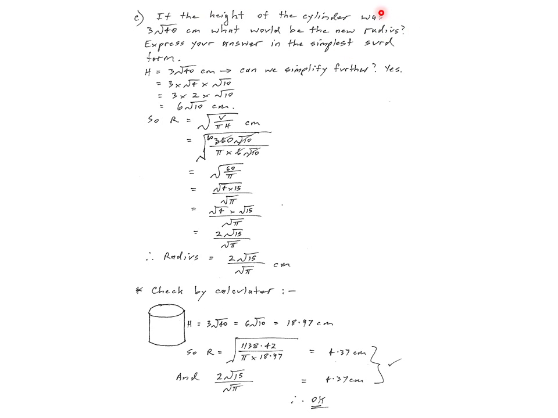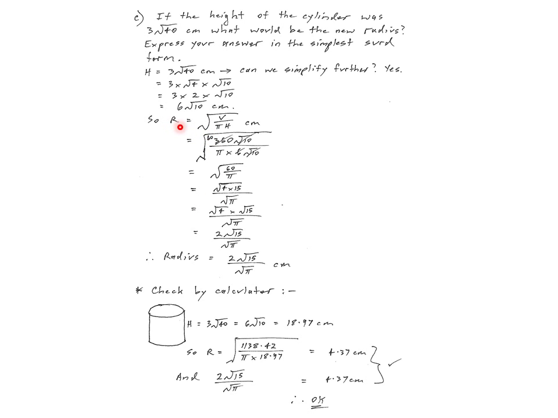Part C of the question is similar to Part B, but the height is changed to 3 root 40 centimetres. What would be the new radius? So the same principles as Part B. I'd firstly like them to see if they could simplify the height. The surd, 3 root 40 centimetres, can we simplify further? Yes. And that calculation is 3 times root 4 times root 10, because the root of 40 is root 4 times root 10. And they can simplify that height before actually substituting that into the formula.